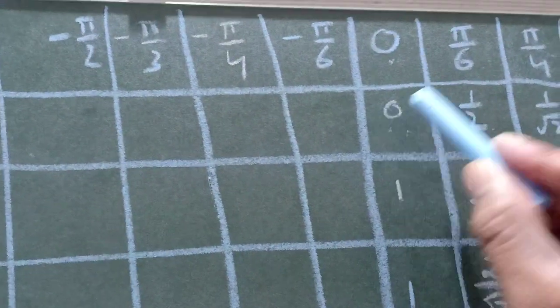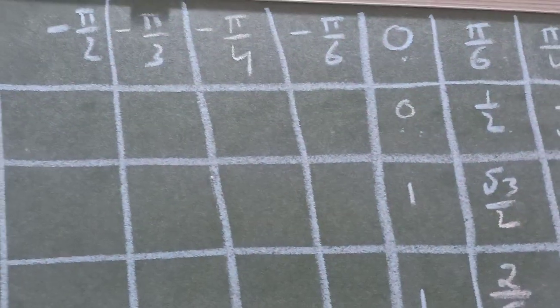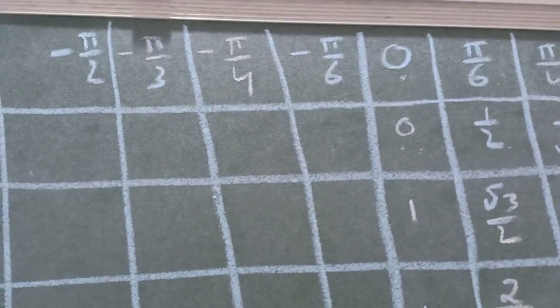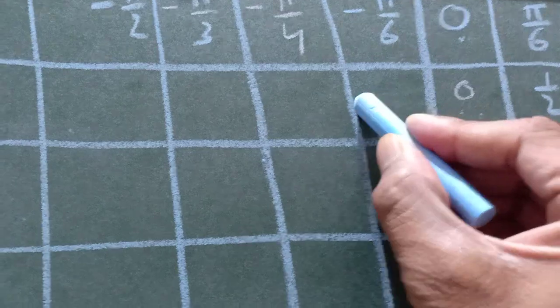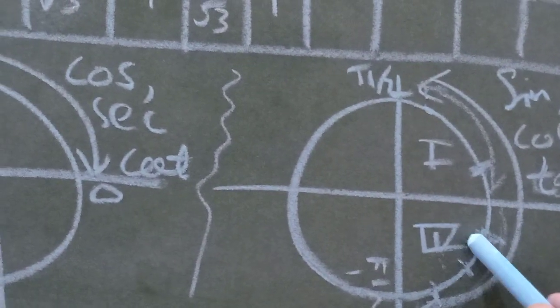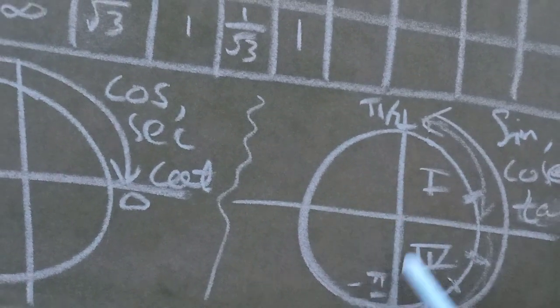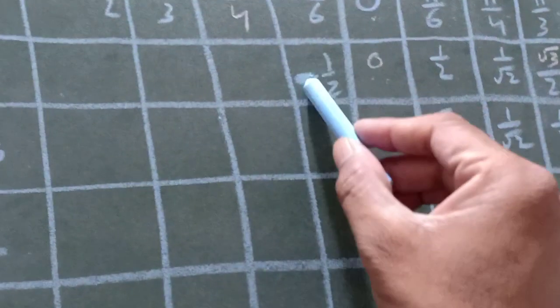Sine 0 is 0. Now sine minus pi by 6, how to find it? We know sine of minus theta is minus sine theta. So sine of minus pi by 6 will be minus of sine pi by 6, so we will get minus 1 by 2. In other words, minus pi by 6 is in fourth quadrant, and in fourth quadrant sine function is negative. So the answer will be minus, and the value will be the same as sine pi by 6. So minus 1 by 2.